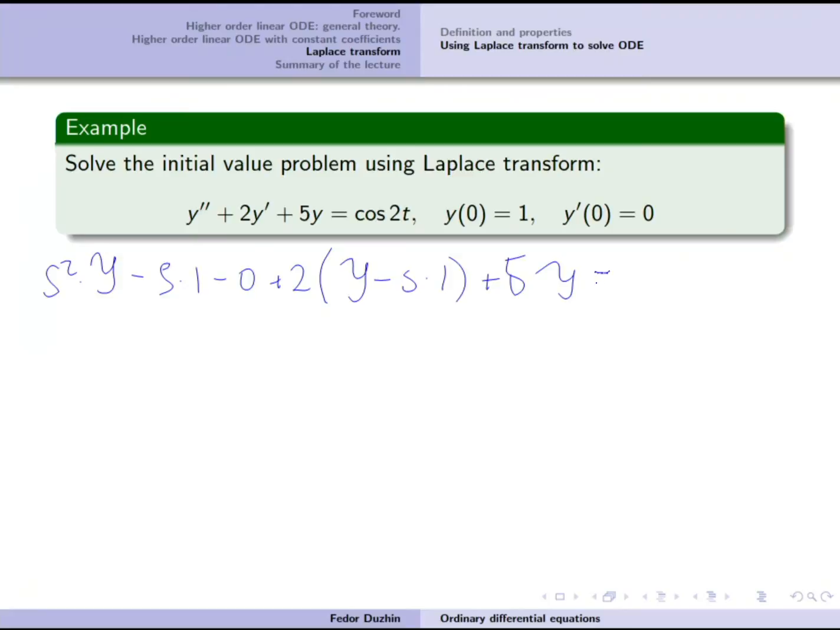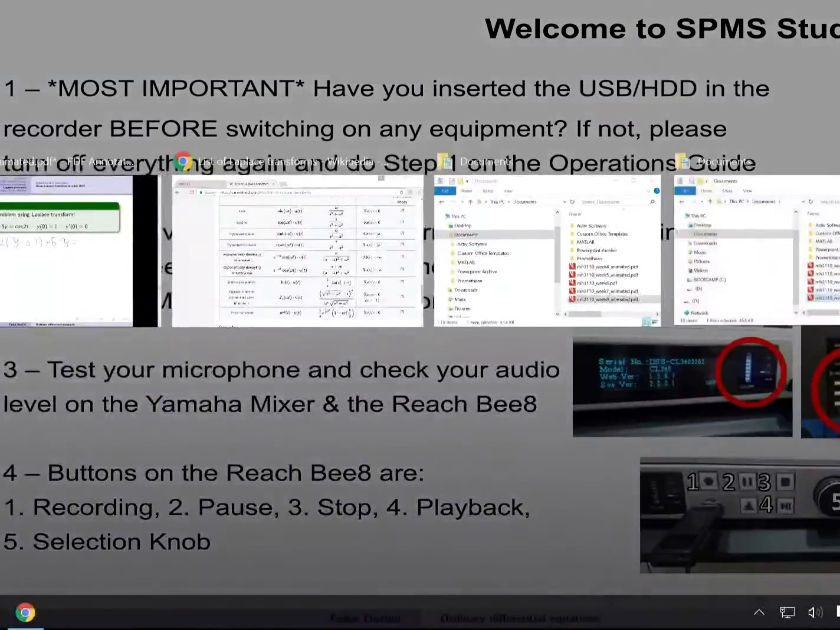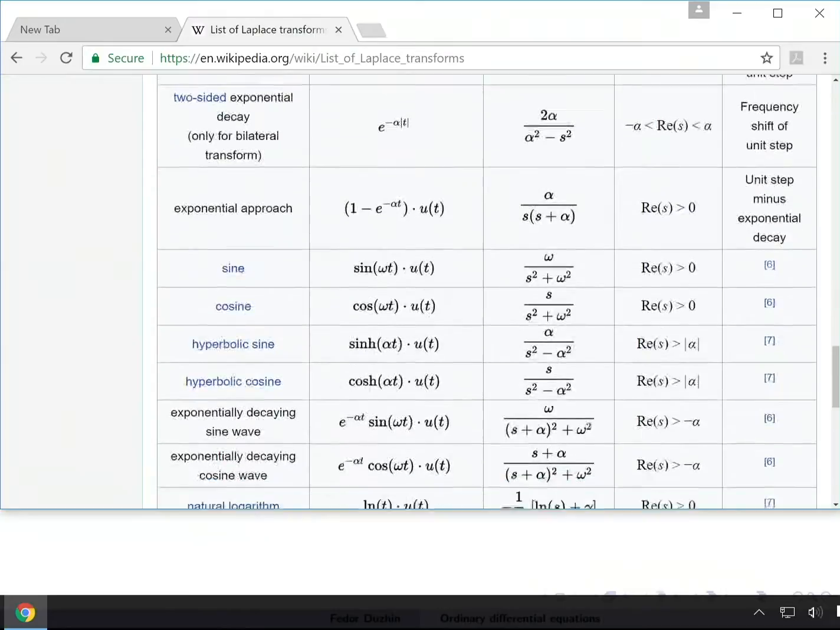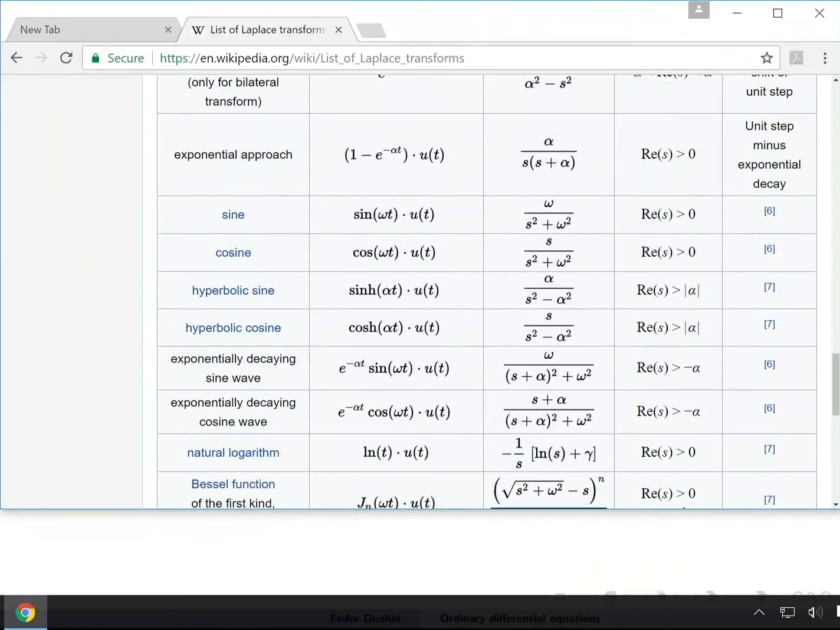So far we have calculated the Laplace transform of cosine t. But the way it works with Laplace transforms is that whenever you want to solve some problem using Laplace transforms, you do not calculate it again. It has been pre-calculated for you. In other words, you need to look it up in the table of existing Laplace transforms, and in particular, here the Laplace transform of the cosine function.